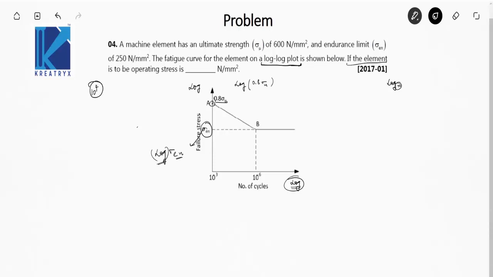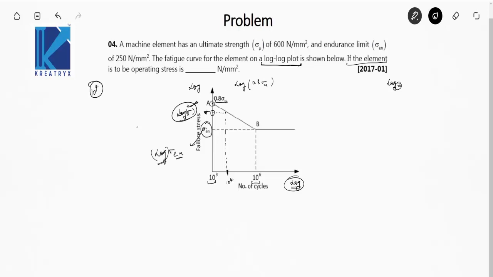So 10 raised to the power 3 cycles are here, 10 raised to the power 6 cycles are here, so 10 raised to the power 4 cycles must be somewhere here. This question is solved by the basic concept of similar triangles. Let the stress that we have to find be sigma. Actually it will be log sigma. Whenever we use this value, it will be with log.